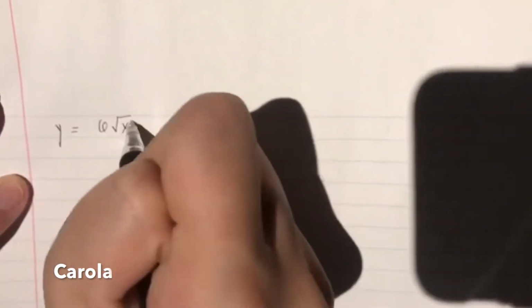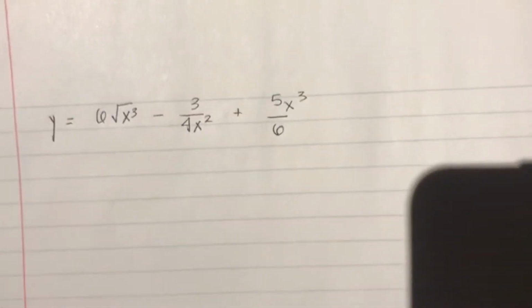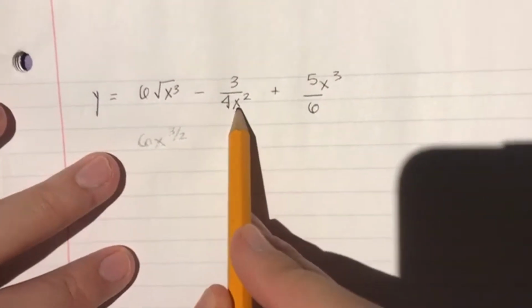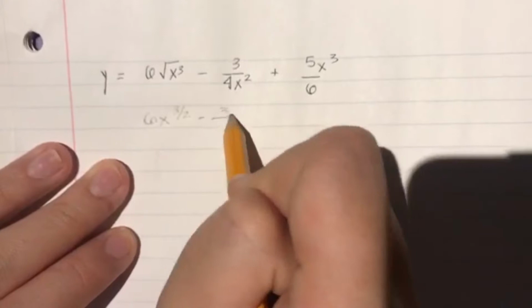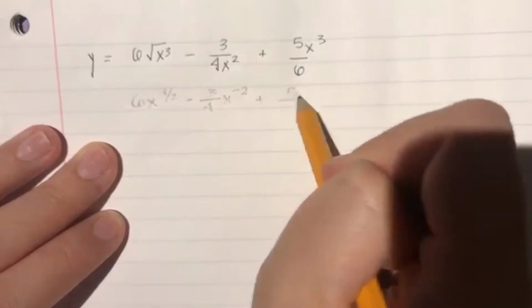Today we're going to solve a problem by using the power rule. Y equals 6 square root of x cubed minus 3 over 4x squared plus 5x cubed over 6. First, we need to eliminate the radical, which would become 6x^(3/2). In this term, we can't have an exponent in the denominator, so we would make it negative, and this term would stay the same.